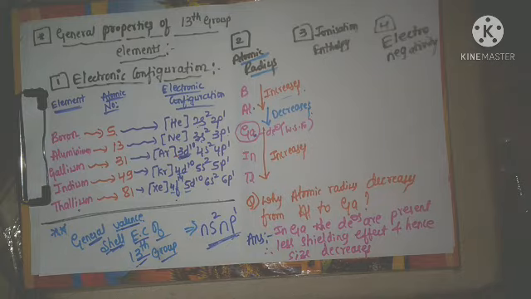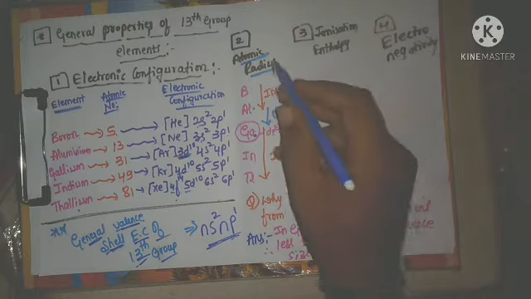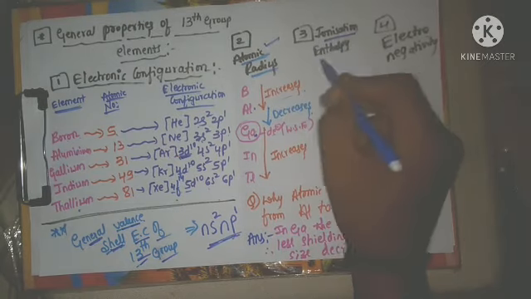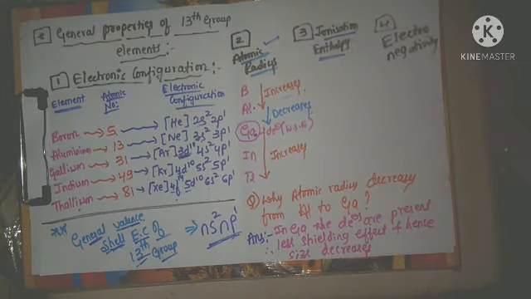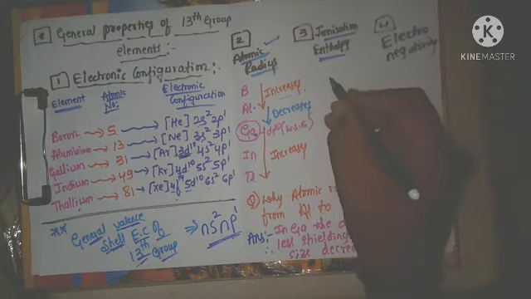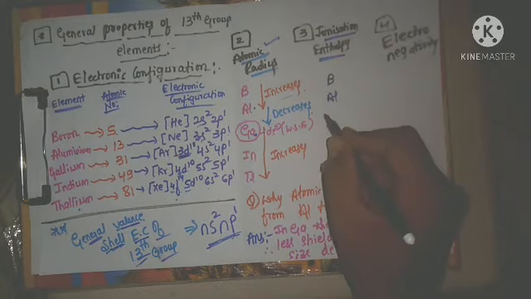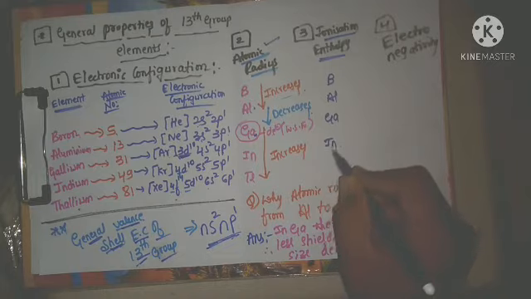Right. Next, we will go for the ionization enthalpy. Atomic radius is over. Now, for this one, I will write once again the elements. What are those? Boron, aluminium, gallium, indium, thallium.